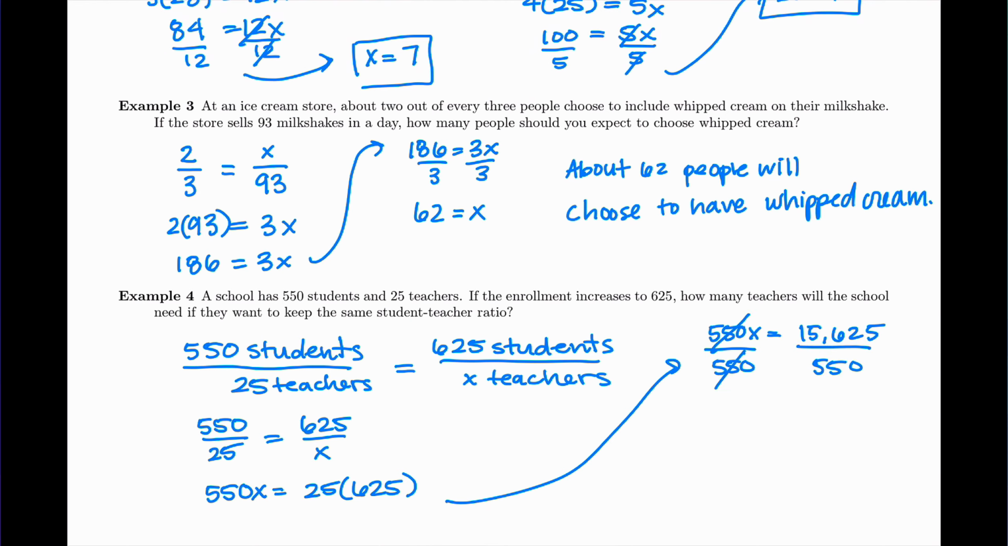So let's go back to the context of the problem. If I want to keep the same student-teacher ratio, I need 28.4 teachers. Well, that doesn't make very much sense. I can't have 0.4 of a teacher. So the idea here is to keep roughly the same student-teacher ratio. I can round this and say I need 28 teachers. And depending on the situation and what you're doing, maybe you'd want to round up, maybe you would want to round down, but we need roughly 28 or 29 teachers to keep about the same student-teacher ratio.